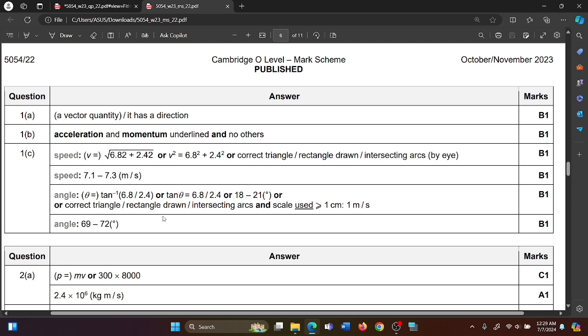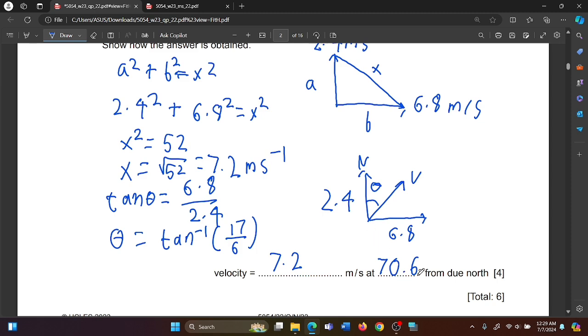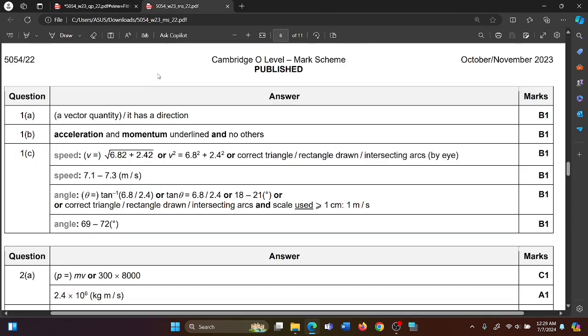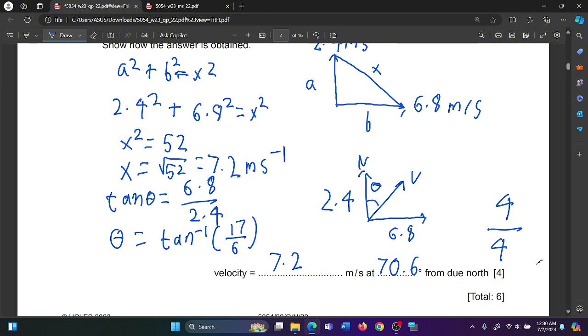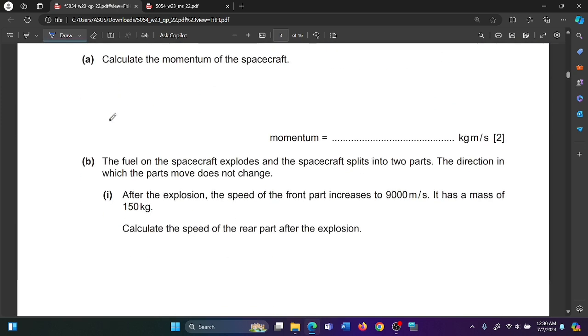Yes, the angle was between 69 to 72 degrees. So our answer was 70.6 degrees. Thus, our answer lies within the range of the mark scheme. Thus, we got full marks. That is 6 on 6, 4 on 4 on this part, and 6 on 6 on the entire question. Now, let's move on to question 2.